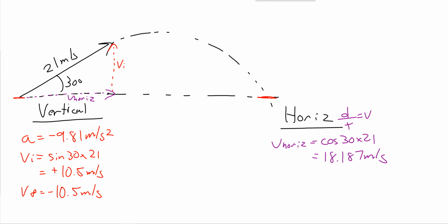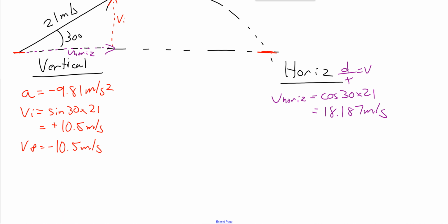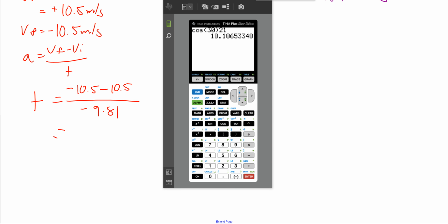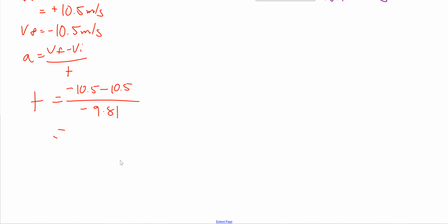So I'm going to have A equals VF minus VI over T, and I'm going to manipulate that for T. So T will equal negative 10.5 minus 10.5 divided by negative 9.81. All right, so I'm getting 2.14 seconds as my time.